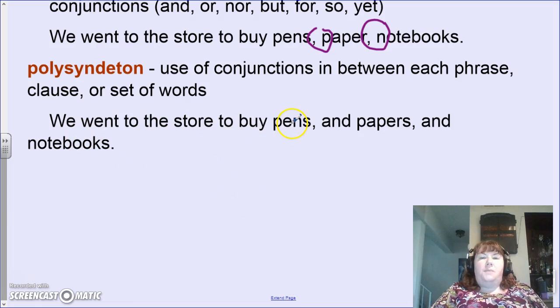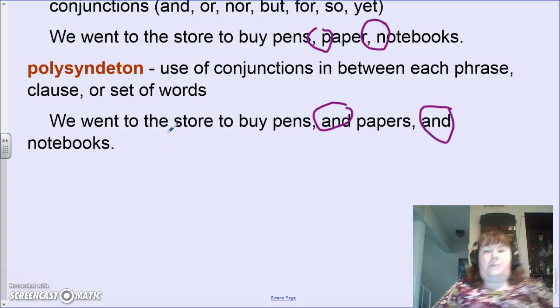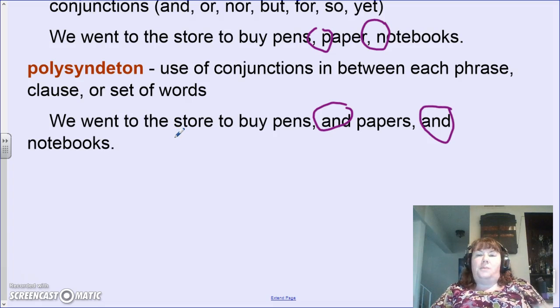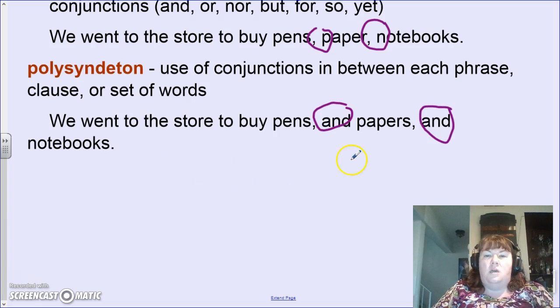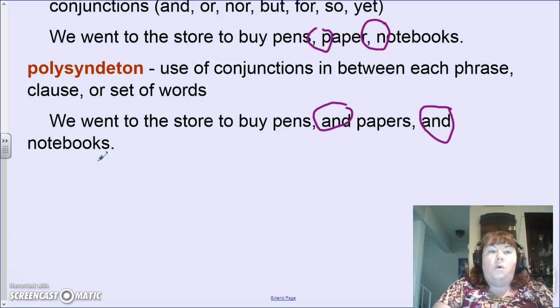We went to the store to buy pens and papers and notebooks. So it does sound repetitive because it's using an "and" in between each one, but that's the idea: the author put that there on purpose to get you in that structural aspect. So they chose this structure on purpose, and because they chose this structure on purpose, it fits into the syntax aspect. So here we would have this idea of pens and paper and notebooks. Okay, so those are 4 of the 5.